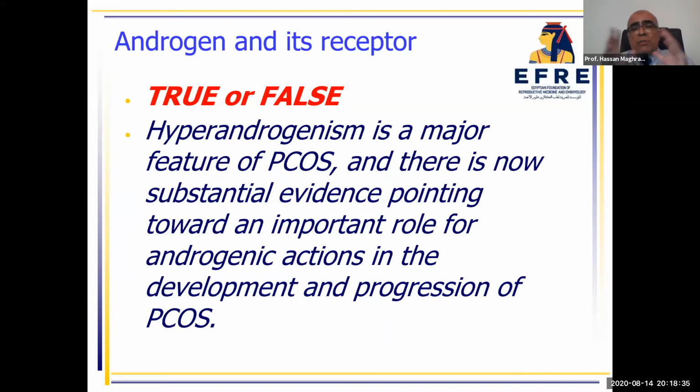So, androgen and its receptor, true or false? Hyperandrogenemia, hyperandrogenism is a major feature of PCOS, and there is now substantial evidence pointing toward an important role for androgenic action in the development and progression of PCOS. It has been thought to be genetic, insulin resistant, LH, metabolic, and it has been thought to be androgen. So is most of the evidence now pointing to hyperandrogenemia, true or false? It is true. Hyperandrogenism is a major feature of PCOS, and there is now substantial evidence pointing toward an important role for androgenic actions in the development and progression of PCOS.